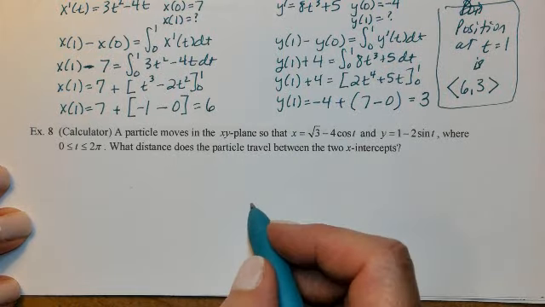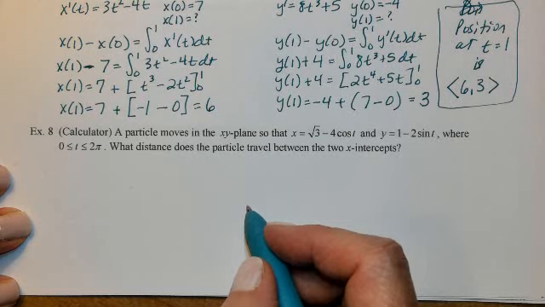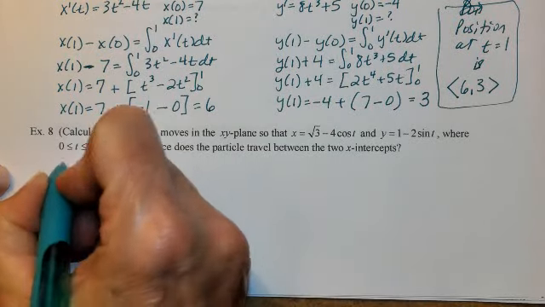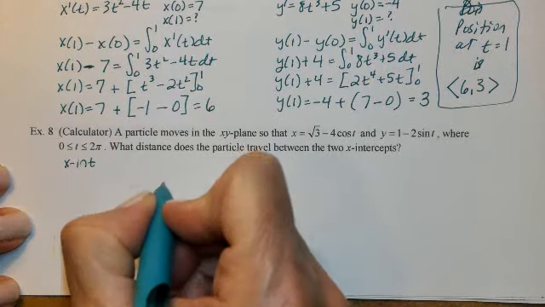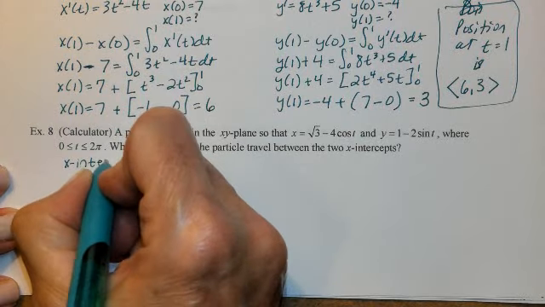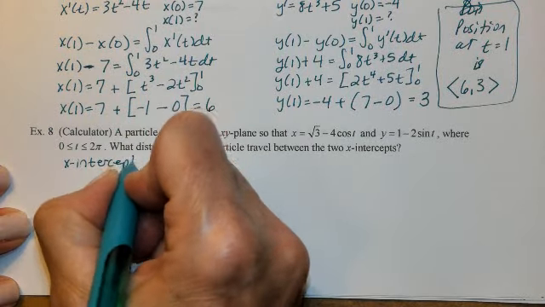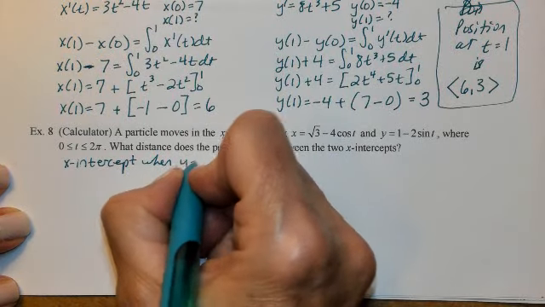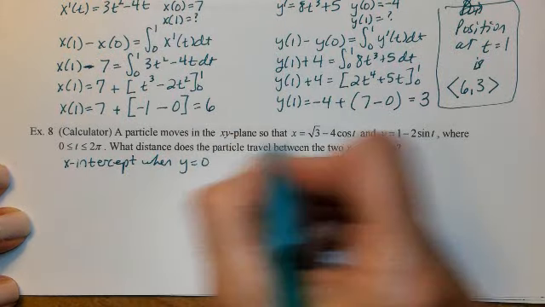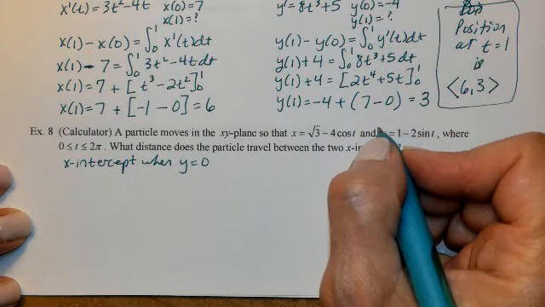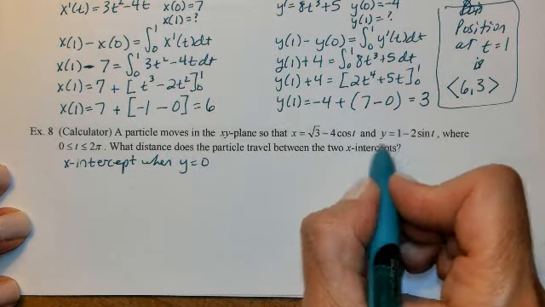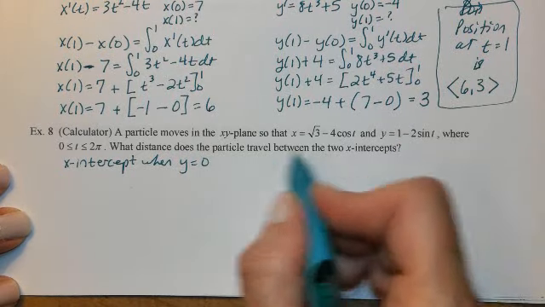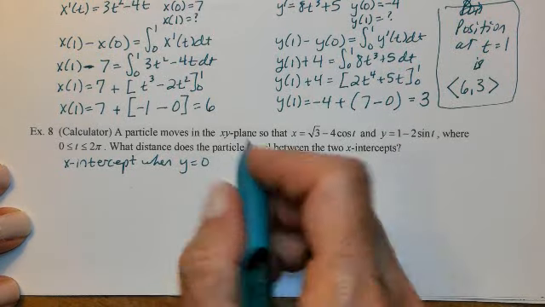What's going on in the curve when we are at an x-intercept? What's happening when there's an x-intercept? Well, we have an x-intercept when y is 0, right? That's when we cross the x-axis, when y is 0. So, well, let's set y equal to 0, and that will give us our times between those two x-intercepts.